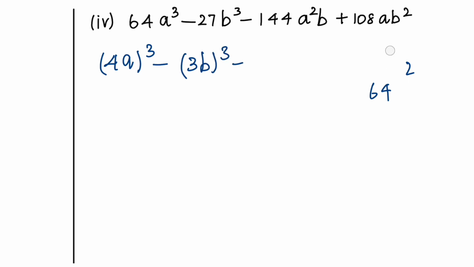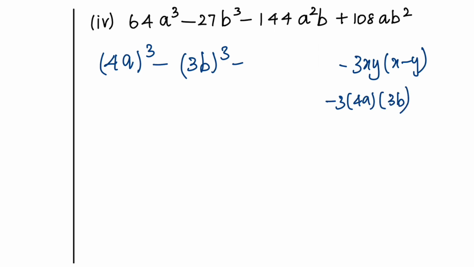minus, you can take 3xy into x plus y, right? Minus 3xy into x minus y, this is the negative term, so minus 3xy into x minus y. So you can take minus 3xy as a common factor, so that would be minus 3 into 4a into 3b, right? So that is minus 12 times 3 is 36ab.